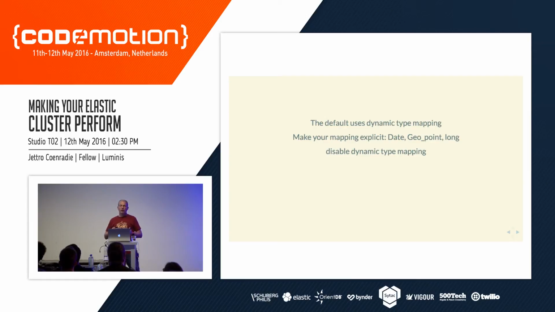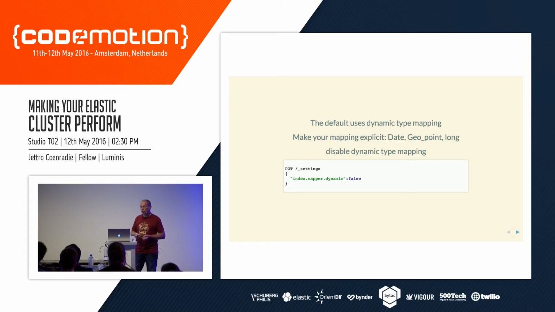If you're really up for mapping everything yourself, you can even switch off the dynamic mapping. I sometimes do this just to be sure that I don't get surprises, and this would be the way to do it. You can just send it to your Elasticsearch cluster and your dynamic mapping would be switched off completely.